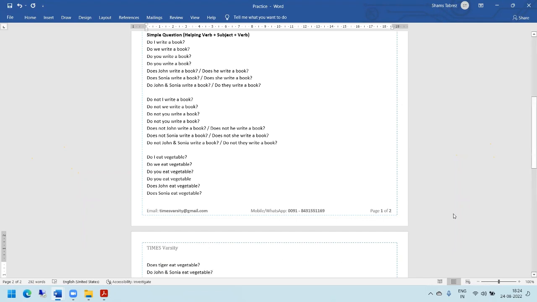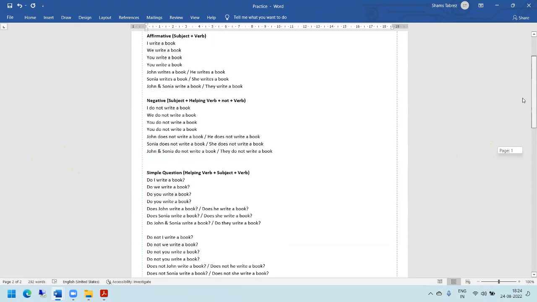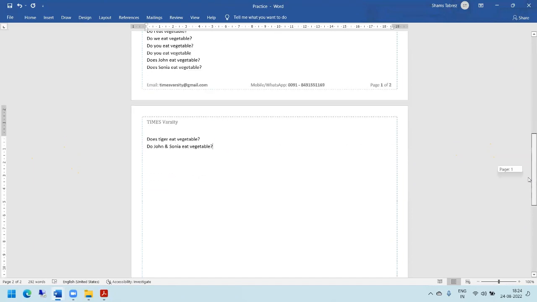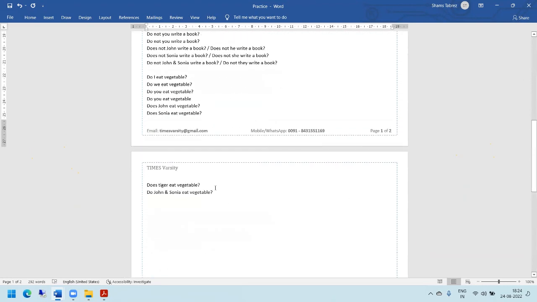And if you would like to add not, then just right after the helping verb, we need to add not. So it becomes, for example, does John not eat vegetable, like this. Okay. So this is how the simple question is. This is the syntax for simple question. Now, in the present indefinite tense itself, we have affirmative, negative, simple question. Now we have WH question.